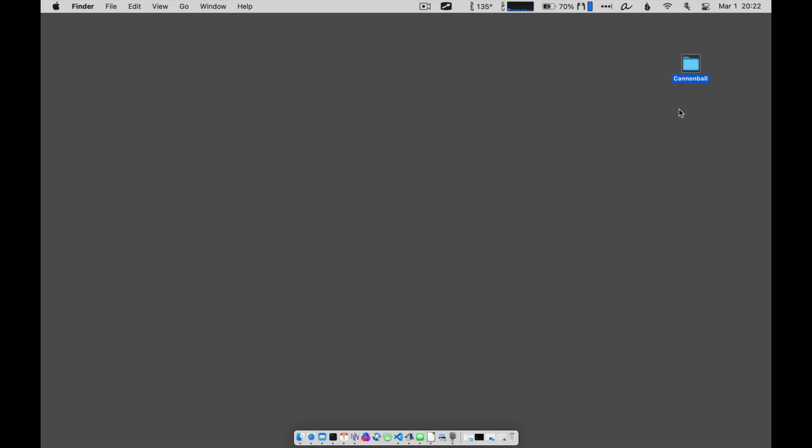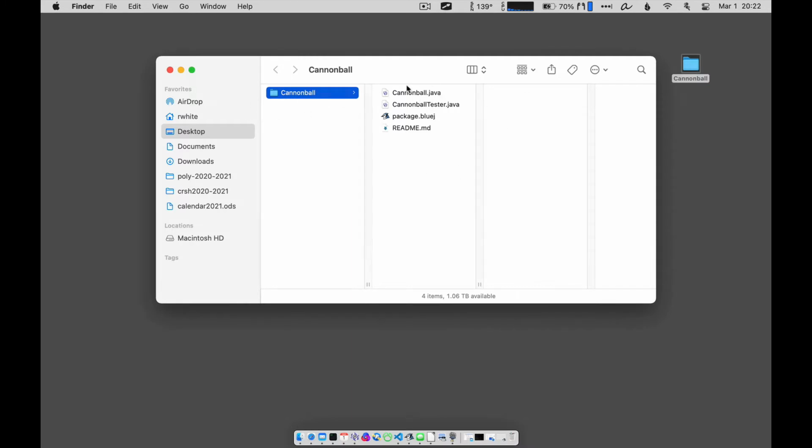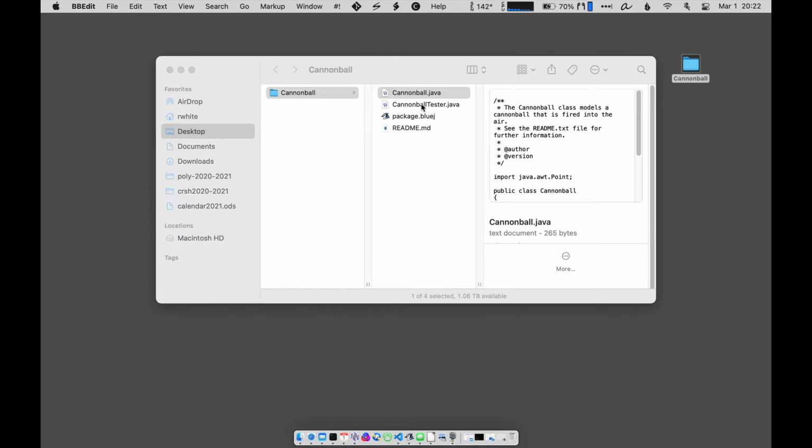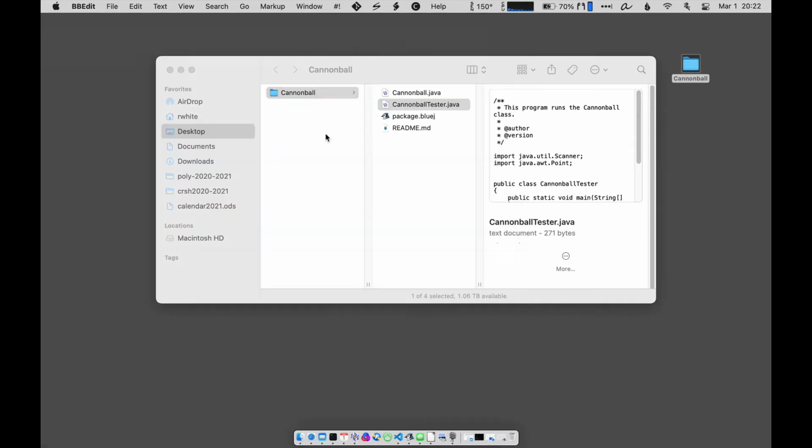I'm going to take a look at the Cannonball class today. I've downloaded this file folder, which has a Cannonball Java file in it. It looks like there's nothing there, and a tester maybe, and not much there either. So we're going to have to do pretty much everything for this.